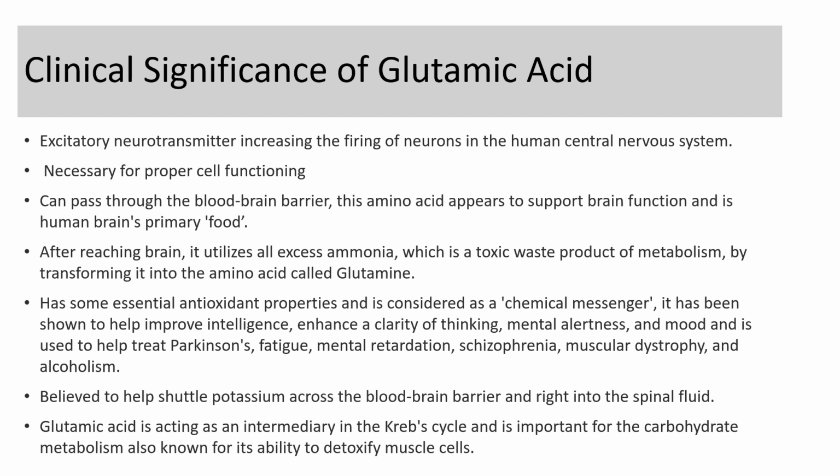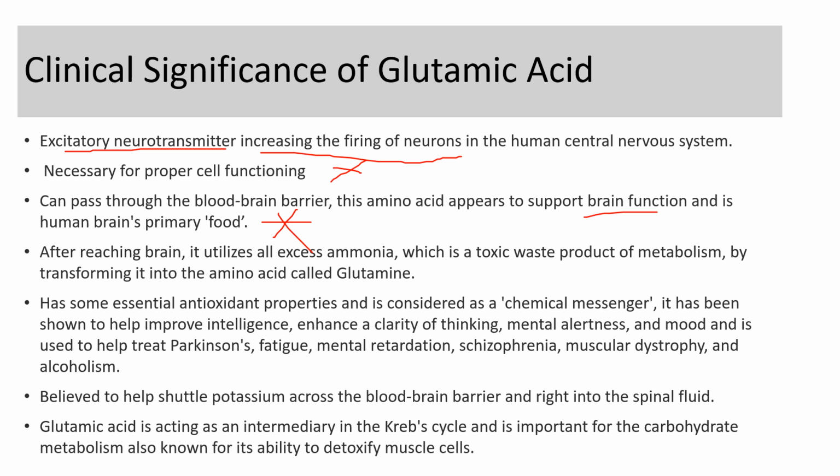What is the clinical significance of glutamic acid? We already studied that the firing of neurons in the human nervous system is very important. Excitatory neurotransmission is important for increasing firing of neurons, necessary for proper cell functioning. Very important. It can pass through the blood-brain barrier. This amino acid appears to support brain function and is the human brain's primary food. Why? Because it can pass through the blood-brain barrier very easily.